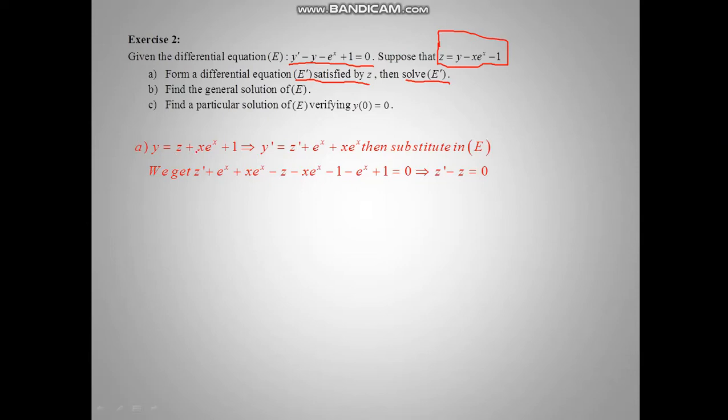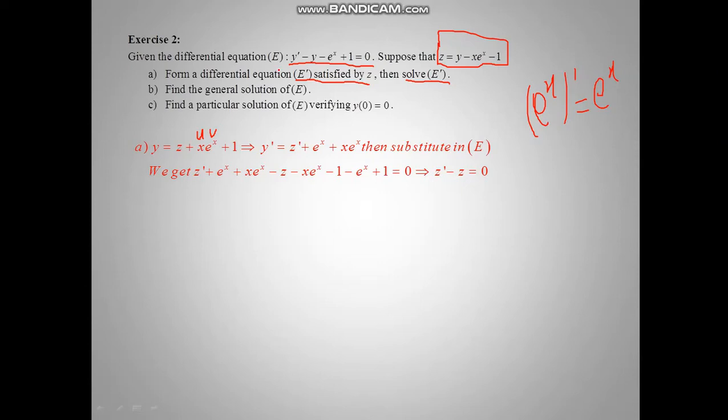We have y equals z plus, here it's very easy, y equals z plus x e^x plus 1. Okay, calculate y prime because we need y prime here. Y prime equals the derivative of z, which is z prime, plus the derivative of 1, which is 0. This one is of the form u times v. U prime is 1 times e^x, plus v prime, the derivative of e^x, which is e^x, times x. So let me remind you that the derivative of e^x is equal to e^x.